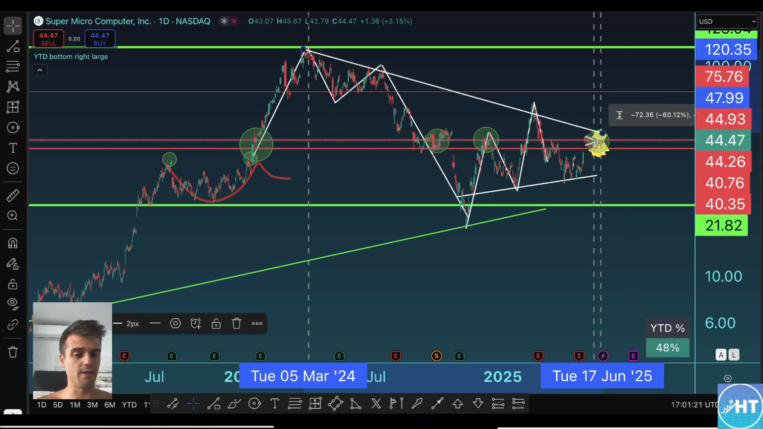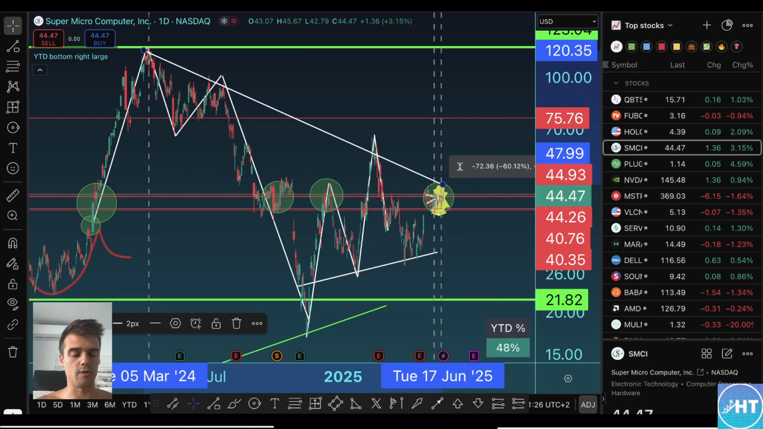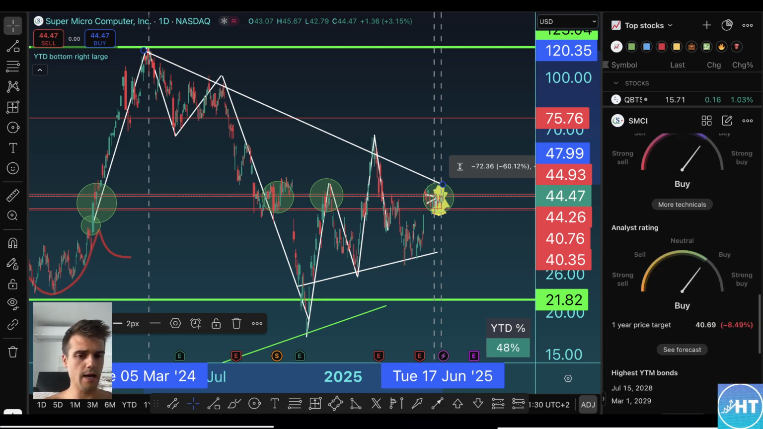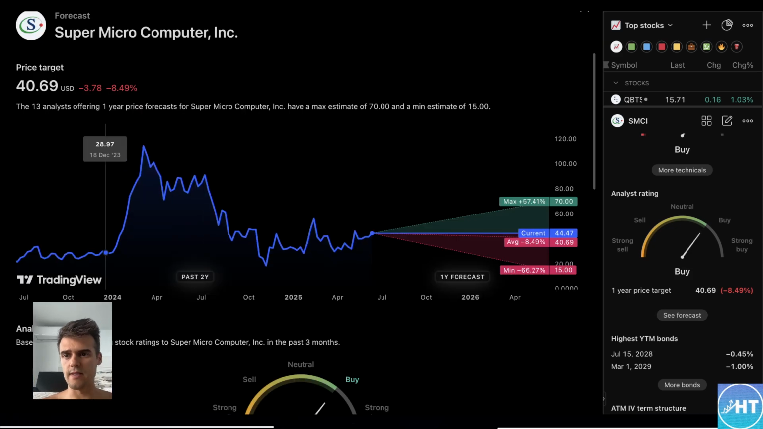And let's finish the video with the forecast that we have right here from the Wall Street analysts, because I know that many of you like to comment on that also. And let's see, because we have a very interesting 13 analysts, and the current price is more or less the average. That's why I mean that this level is very, very key and very interesting from multiple points of view. So the maximum estimate apparently $70, the minimum $15, and the average around this level, more or less $40.69, minus 8% from the current price while we're recording this video.